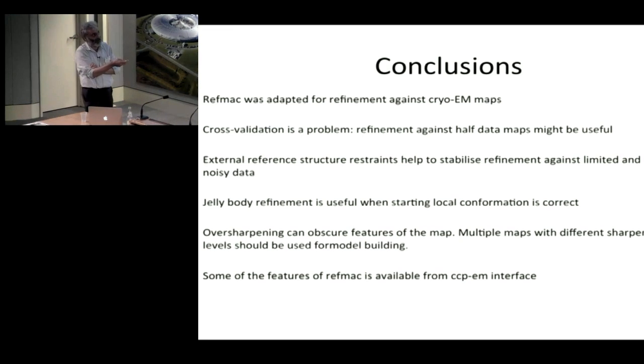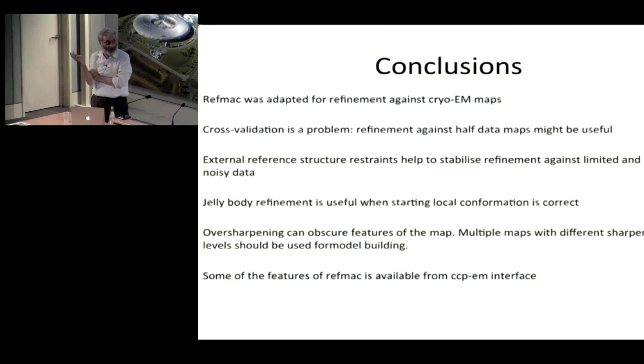Over-sharpening can obscure features of the map, and multiple maps with different sharpening levels should be used for model building. Some of these features are at the moment available in CCP-EM, and I hope there will be more. I think in the future we'll have a few more features that use the noise level and so on, but I will not go into that. I have already used 45 minutes.